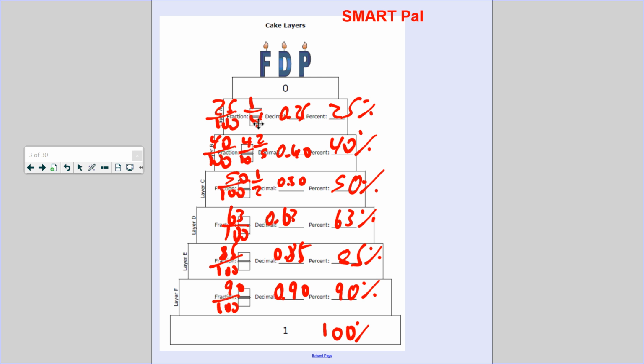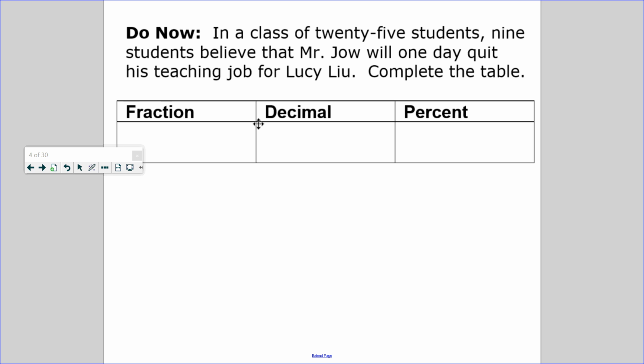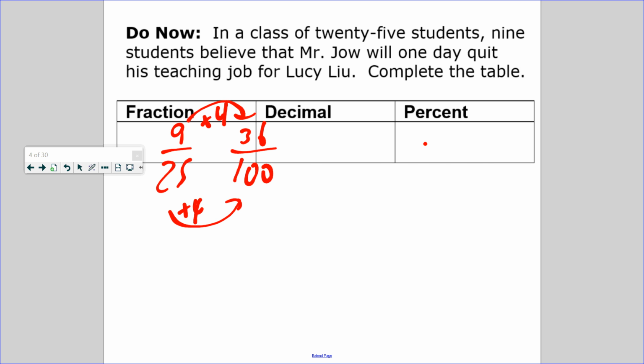So now that you practiced writing fractions, decimals, and percents, let's answer some questions. In a class of 25 students, 9 students believe that Mr. Joe will one day quit his teaching job for Lucy Liu. And yes, I am just waiting, guys. So complete the table. 9 out of 25 believe I will be quitting my job one day. Can you write that as a decimal and a percent? So how do you build this to the hundredths place? The relationship is times 4, a scale factor. So it's 36 hundredths. So the decimal is 0.36.